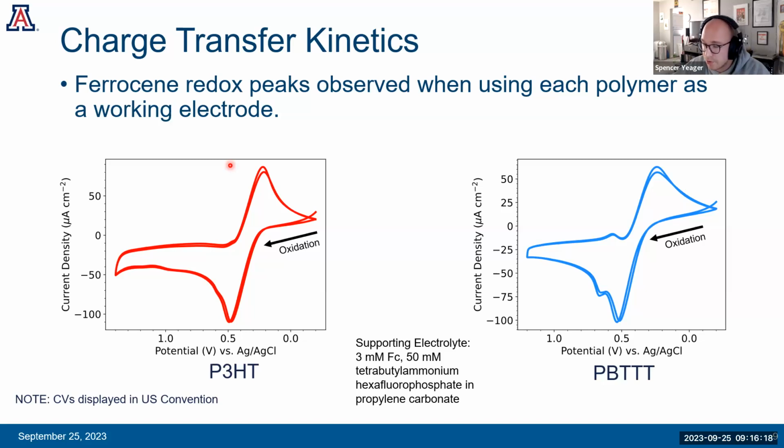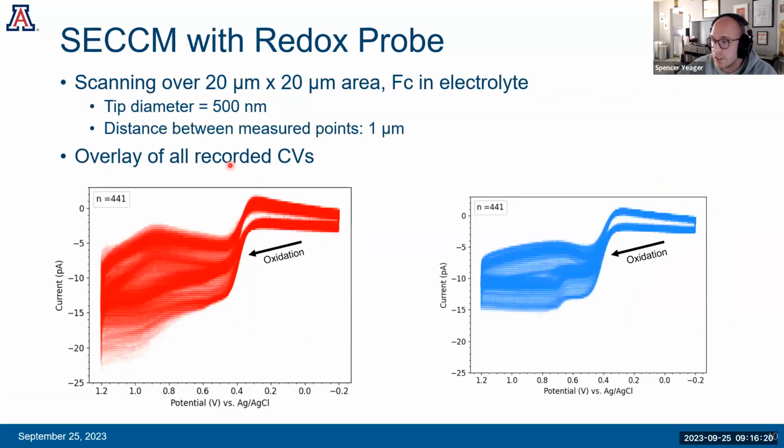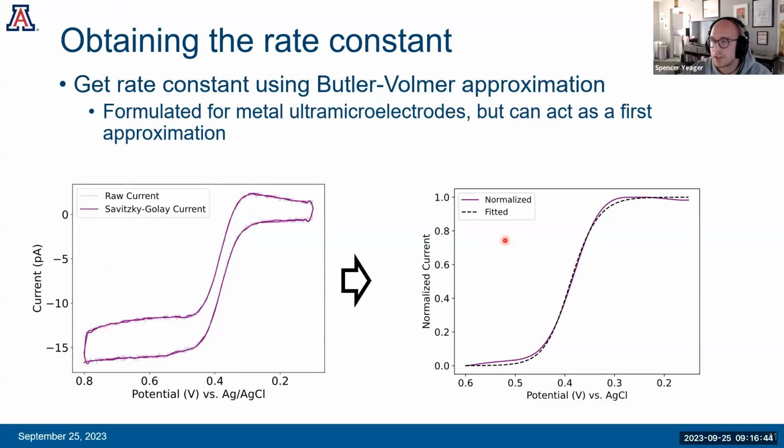So if I do the same sort of measurements at the nanoscale, again, you see kind of this overlay of the current response from the polymer and the ferrocene redox peak. And what you can do here is approximate the rate constant of electron transfer using a Butler-Volmer approximation.